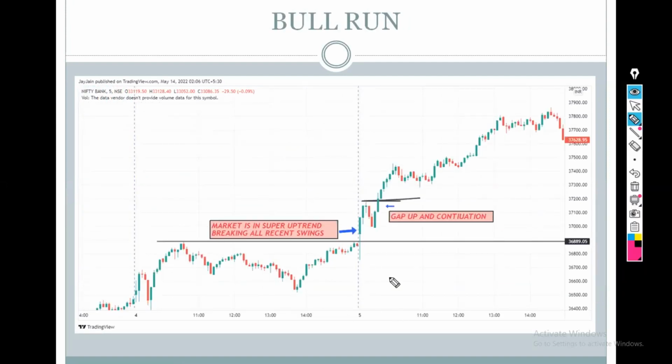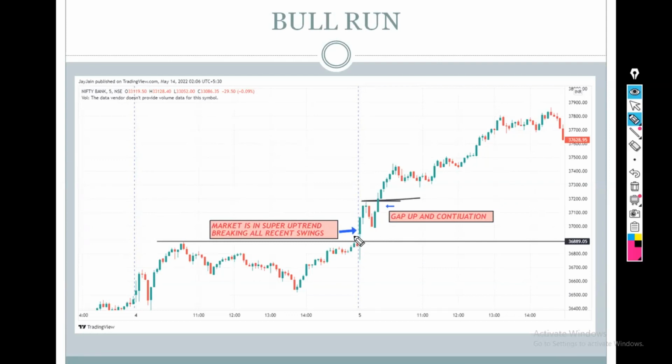So if you see over here, the market is in a super uptrend, right? Breaking all the recent swing highs. So when you look at this particular chart on a daily time frame, Bank Nifty was actually going and moving something like this, right? And in such a case, when the stock opens exactly above the PDH with a bullish pin bar, you get a small pullback. Now these pullbacks are very healthy, and you enter as soon as the nearest swing is being taken out, right? So I hope you've got the point over here.